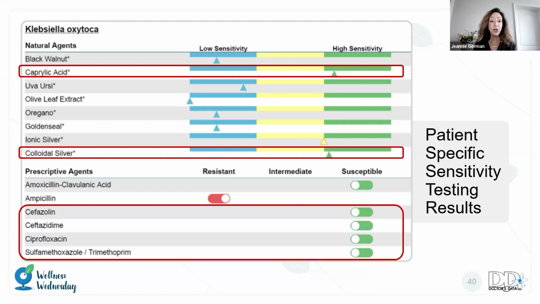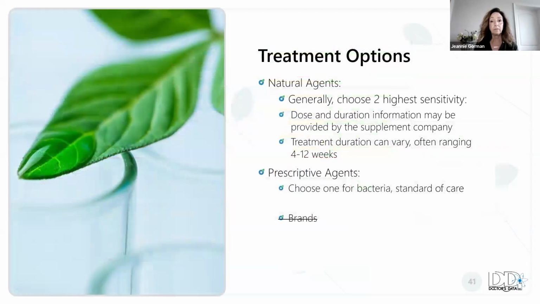And of course, then we also have prescription agents that you can choose from as well. It's good to know if the patient is resistant or susceptible to these. So this is a big benefit. Again, as a reminder, for the natural agents, we would choose 2 of the highly sensitive agents. Dose and duration is always going to be up to the practitioner. You can always refer to your supplement company or the literature.